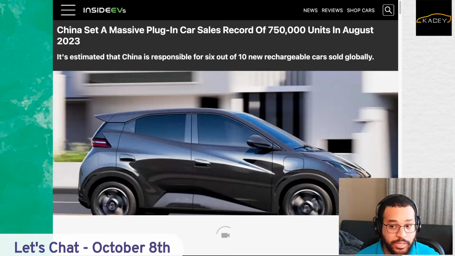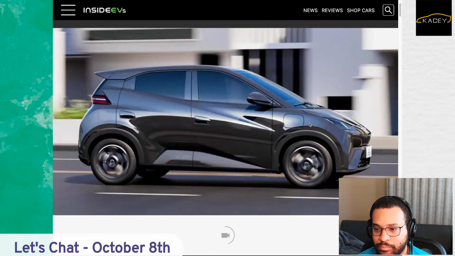Estimated that China is responsible for 6 out of 10 new rechargeable cars sold globally. Rechargeable meaning it's got a plug, not necessarily meaning it's electric. It could be a plug-in hybrid. It could be electric. Who knows? But it's a car.